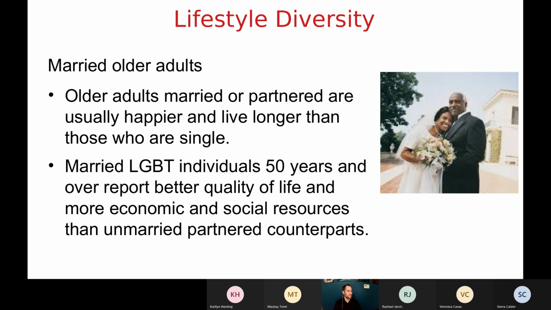So married LGBT individuals 50 years and over report better quality of life and more economic and social resources than unmarried partnered counterparts. This is specifically married people who are LGBT versus unmarried people who are LGBT. So those who are married in late adulthood reported more economic and social resources and better quality of life.